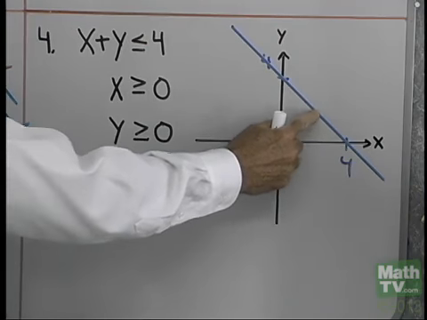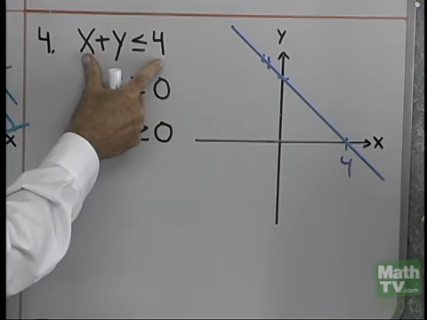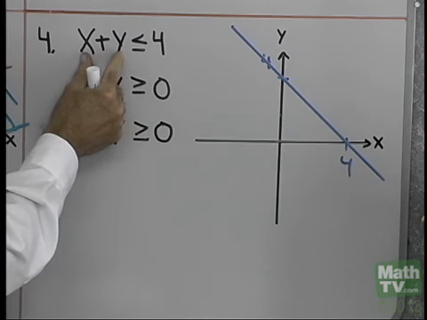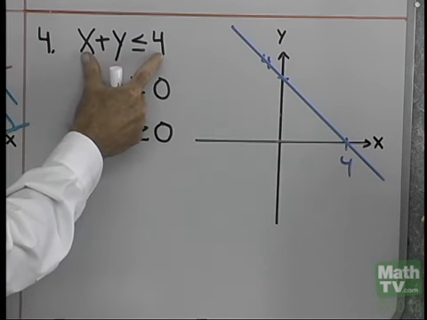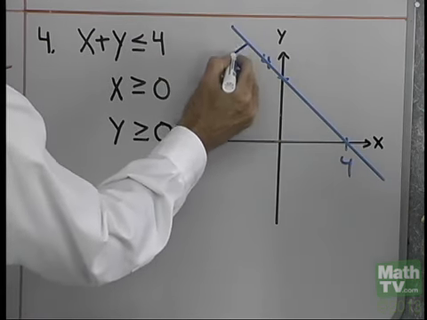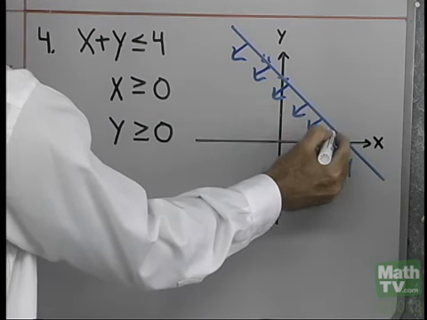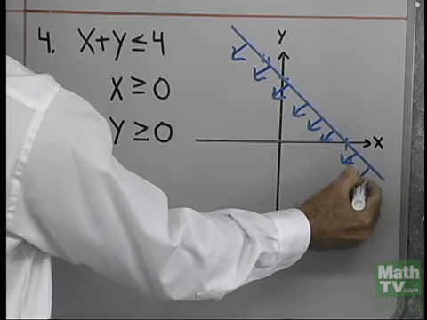The origin is not on the boundary. I'll test the coordinates of the origin in the inequality. 0 plus 0 is 0, less than or equal to 4. That's a true statement. That means that the origin lies on the solution set side of the boundary. So I'll just draw arrows showing that it goes this way.